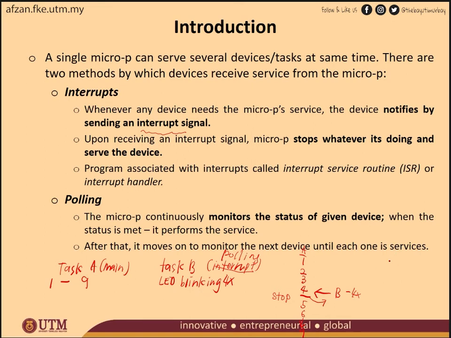So for polling, what happens is, in the middle of doing task A, counting 1, 2, 3, 4, suddenly you say that you want to do task B. Task B wants to do polling, but task A will not stop. It will continue doing task A until it finishes counting to 9. After task A ends, it will continue to do task B, which is blinking the LED four times. So that is the difference between polling and interrupts.